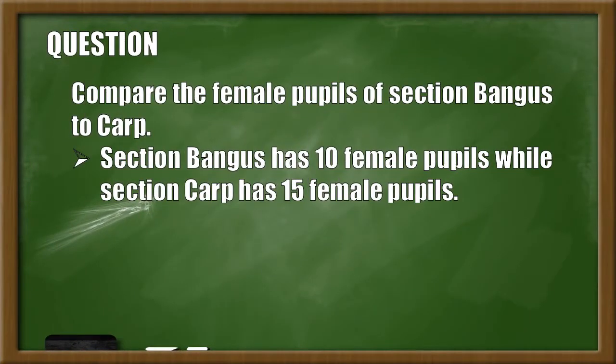Question number 4. Compare the female pupils of section Bangus to carp. Section Bangus has 10 female pupils, while section carp has 15 female pupils. Now, what is the ratio? Very good. 10 is to 15.